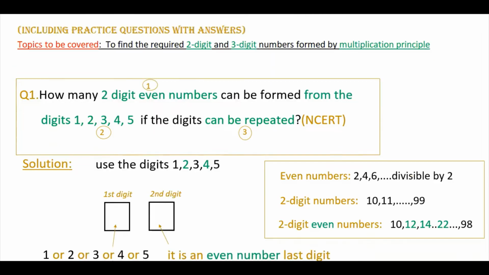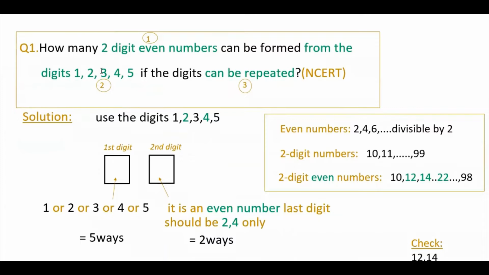So the first one is you have to use the digits 1, 2, 3, 4, 5 only. We know that 2-digit numbers are 10, 11, 12, up to 99. And even numbers are the numbers which are divisible by 2. So 2-digit even numbers are 10, 12, 14, 22, etc., up to 98. But here you have to use only the digits 1, 2, 3, 4, 5.